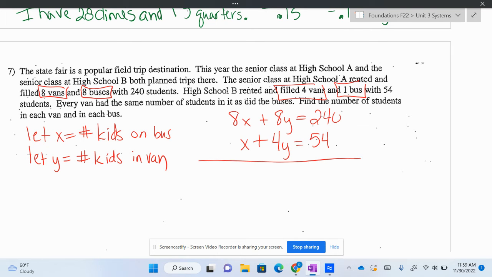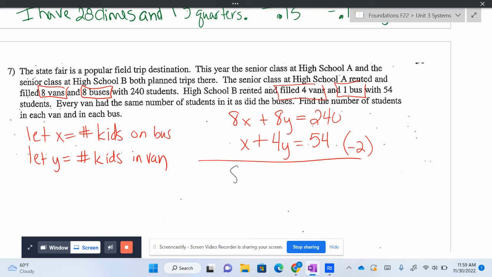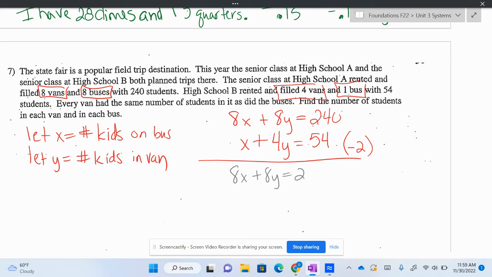And how many kids did I transport? What method do you want to use to solve this? Elimination. What do you want to multiply by? Negative 2 on the bottom. Good job, you guys. So the top equation doesn't change at all, correct? So 8x plus 8y equals 240. The bottom equation is now negative 2x minus 8y equals negative 108.